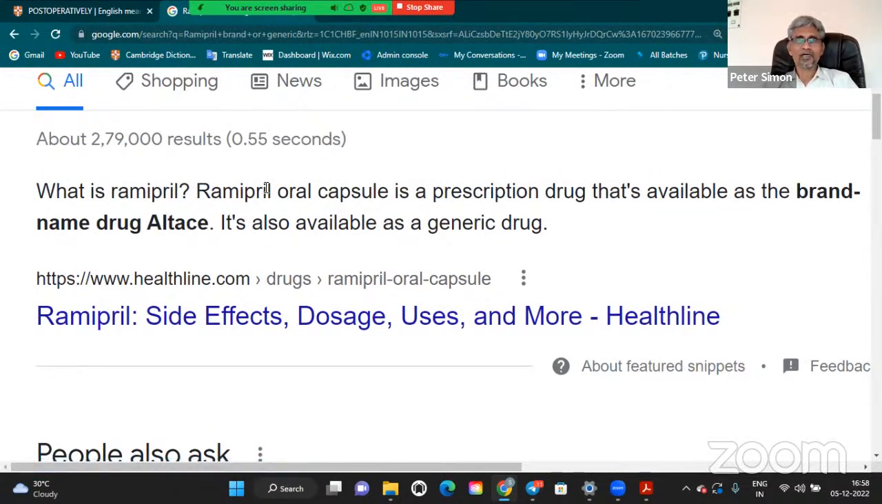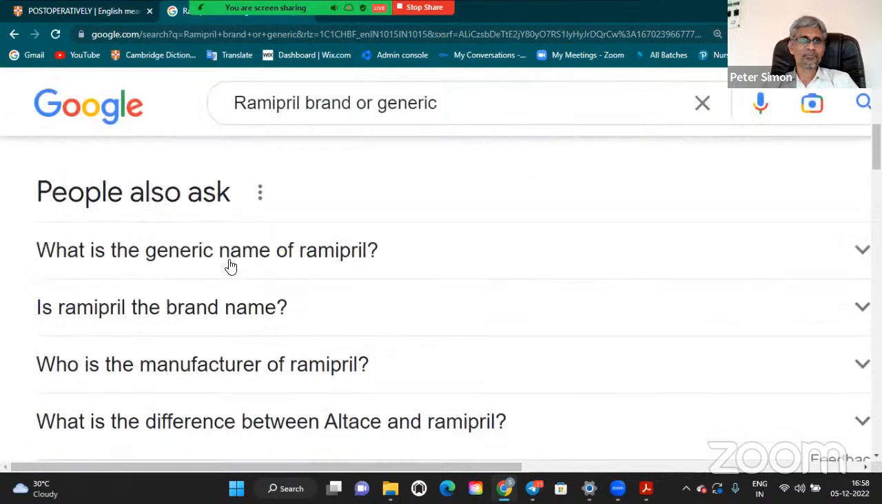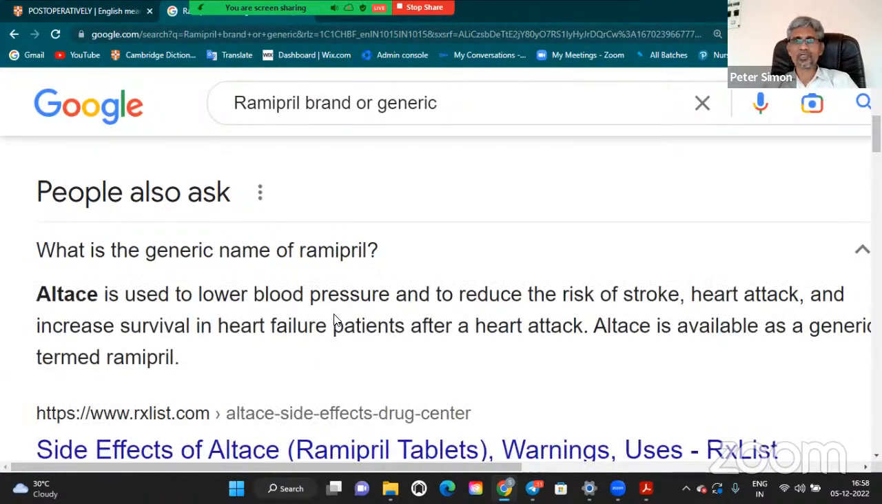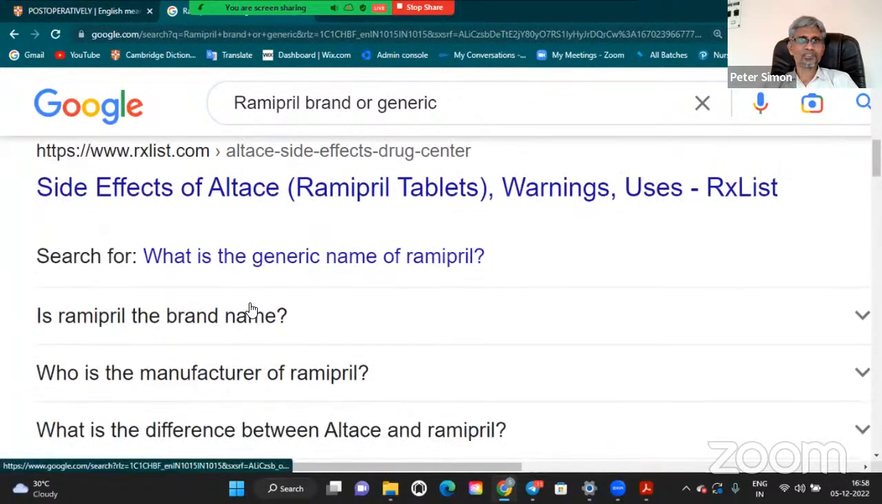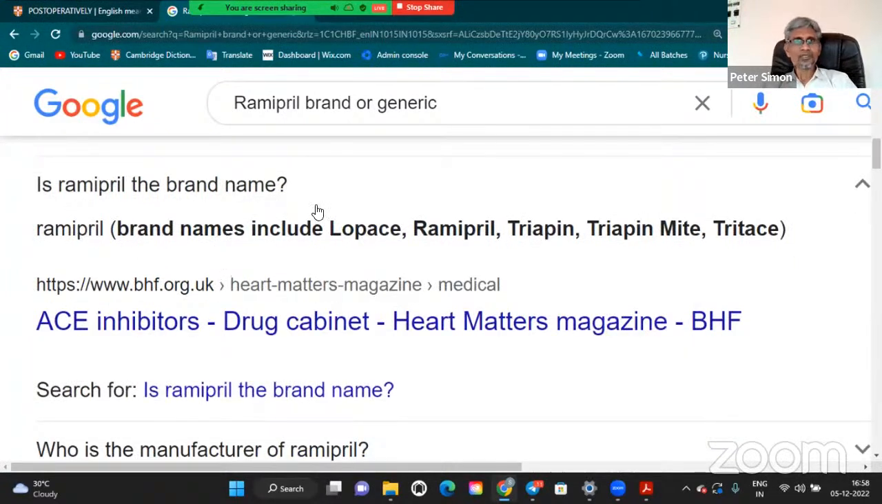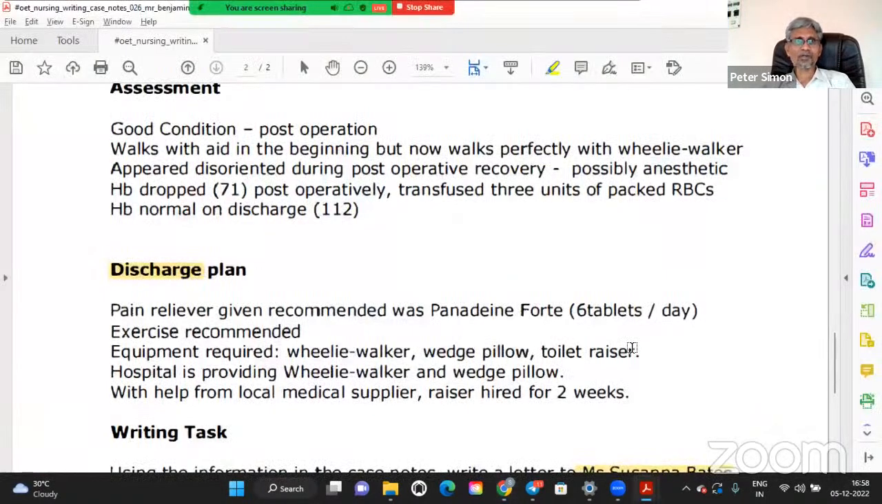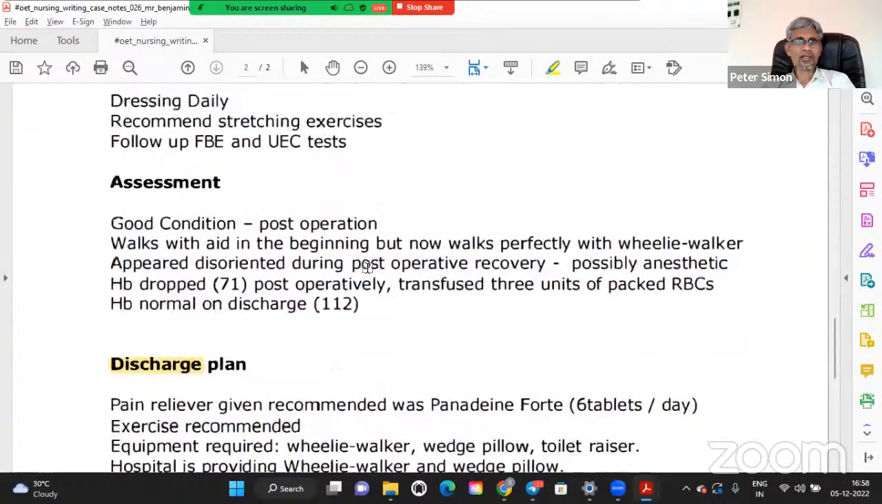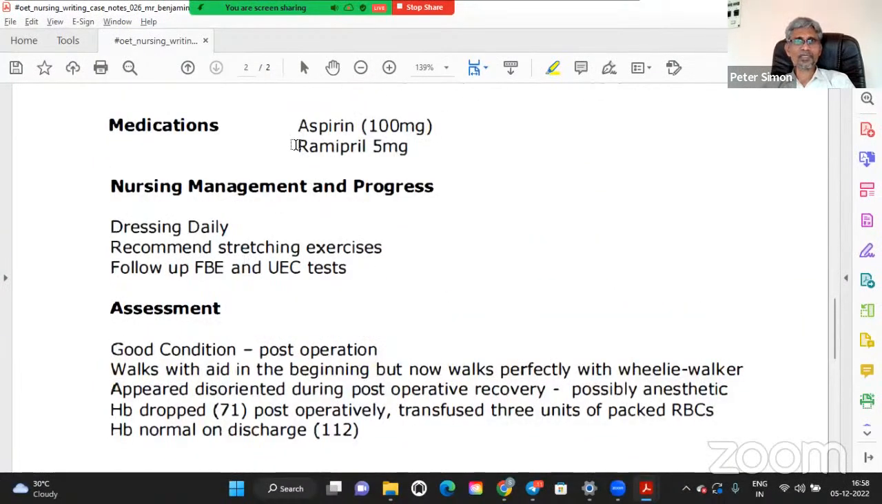Brand name, Ramipril brand, generic name of... Altace is used to lower... okay. We don't know that. What is the generic name of, is Ramipril the brand name? Ramipril brand names include Altace. Ramipril is also a brand name. Okay. Small letter means generic name. Capital letter means brand name. Okay, fine. Checking the case notes, what is given there? Ramipril is capital letter, aspirin. So, doubtful. Okay. Fine.